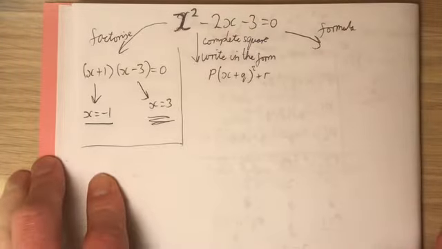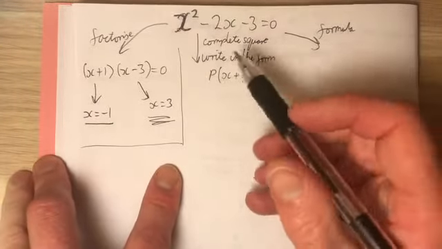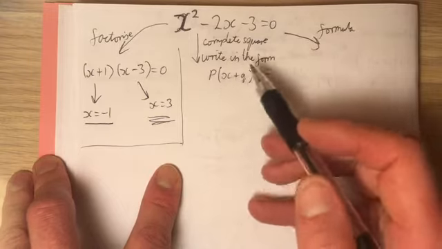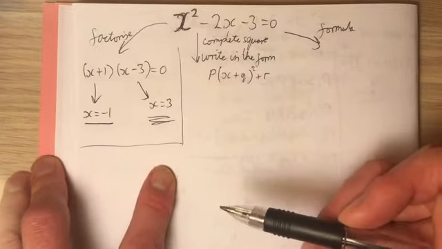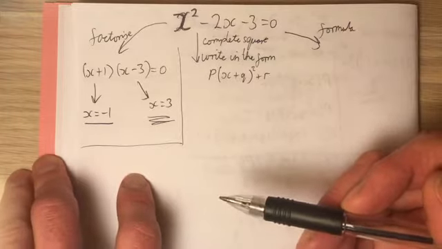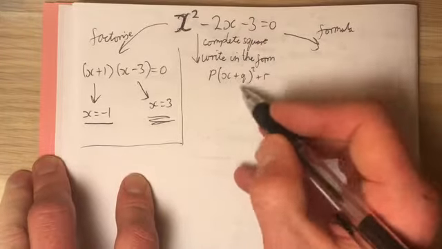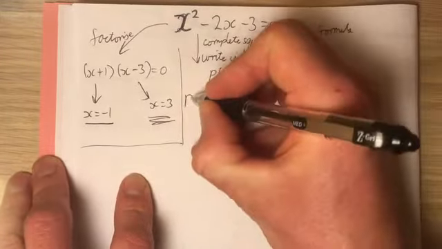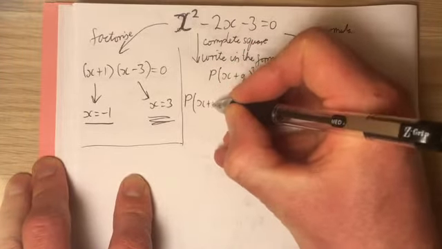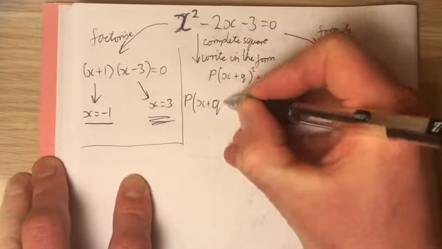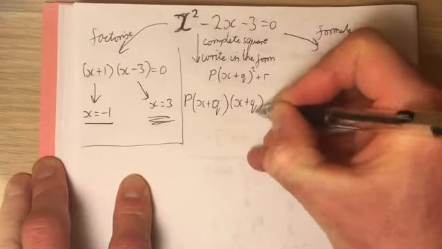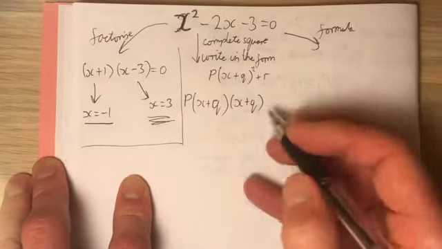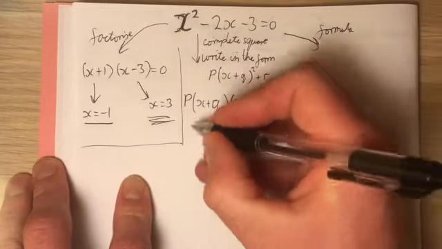Complete the square. So the question will always say, write it in the form p lots of x plus q all squared plus r. There's an easy way and a hard way. We're going to do the easy way. We're going to take this and expand it out. So if I've got p lots of x plus q squared, it means x plus q times x plus q. That's this one squared plus r.